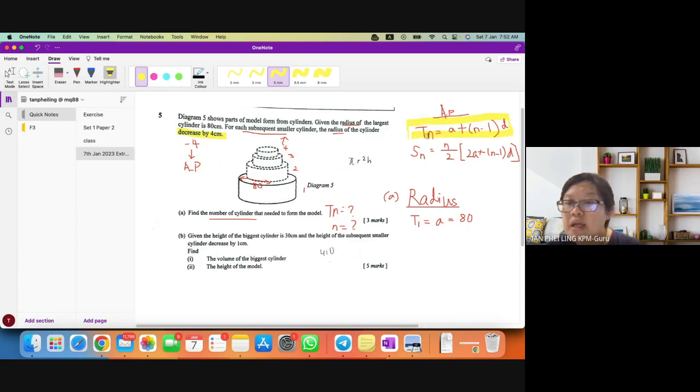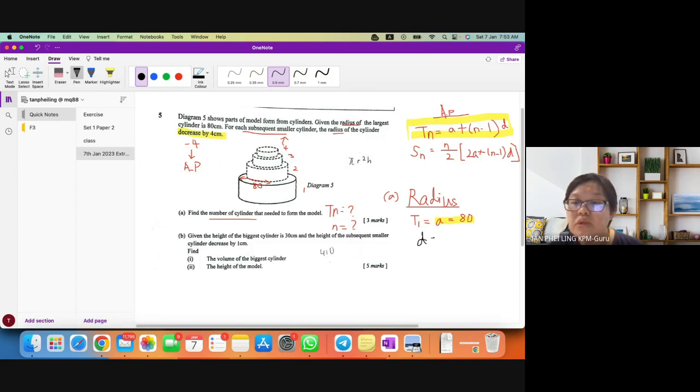Okay, so A plus N minus 1 D. A, you have gotten it, it's 80, am I right? Then now it's the D, because N minus 1 we cannot find. There's no clue for our N, which is what we want to find. So we find out D first. Do we have the D?